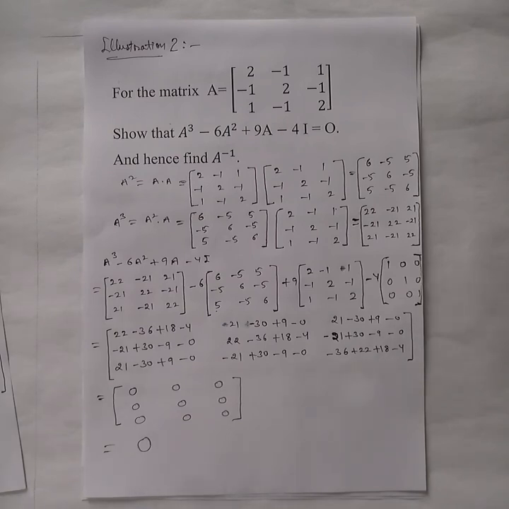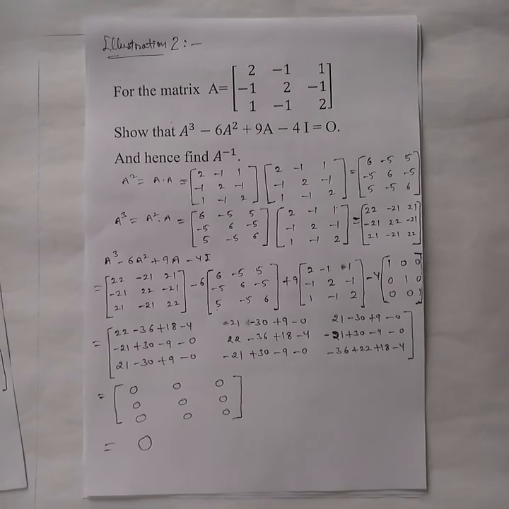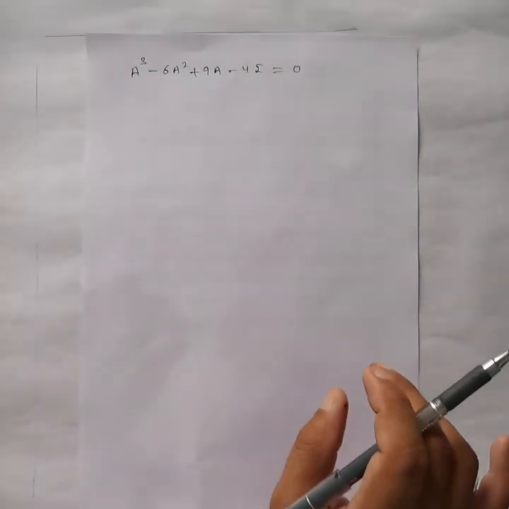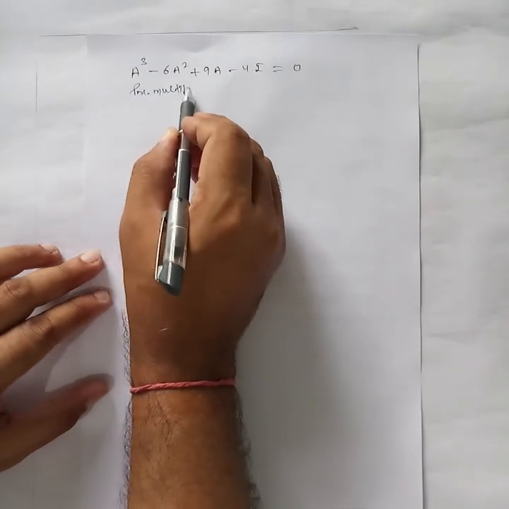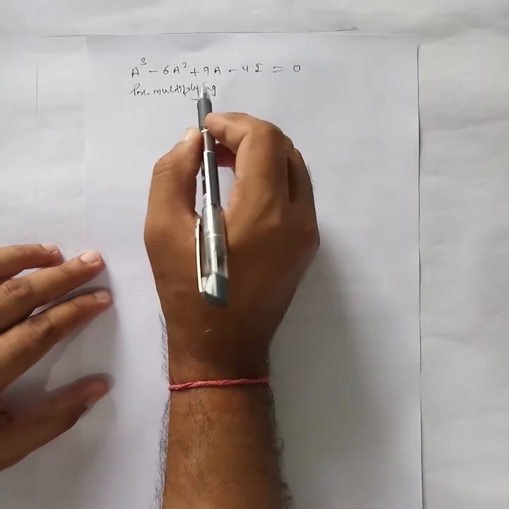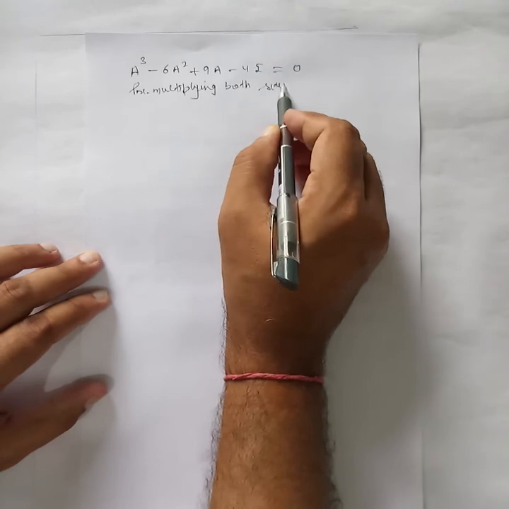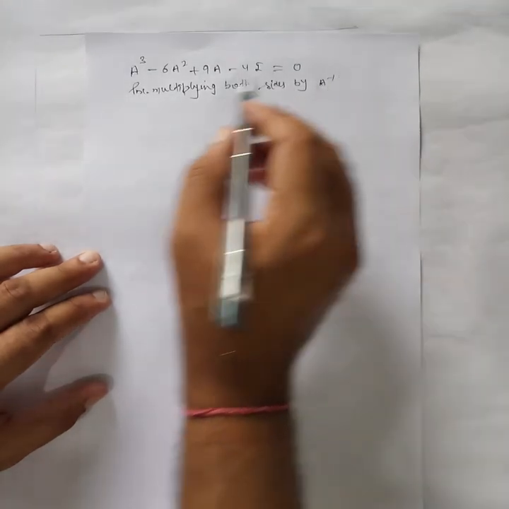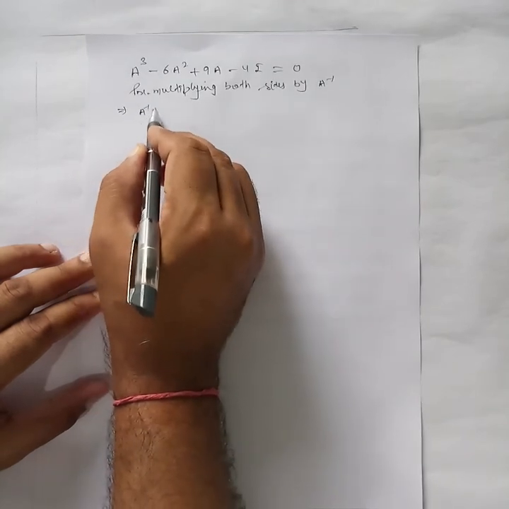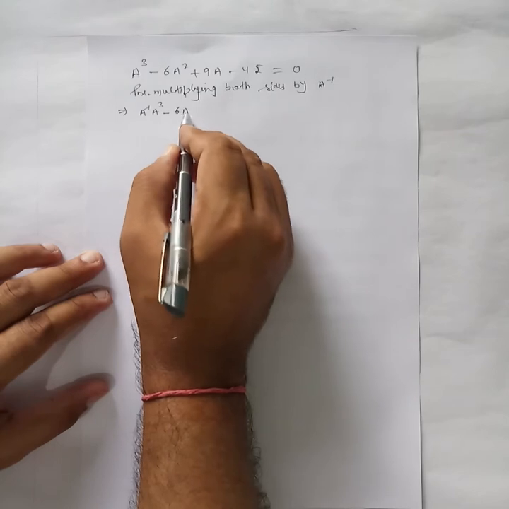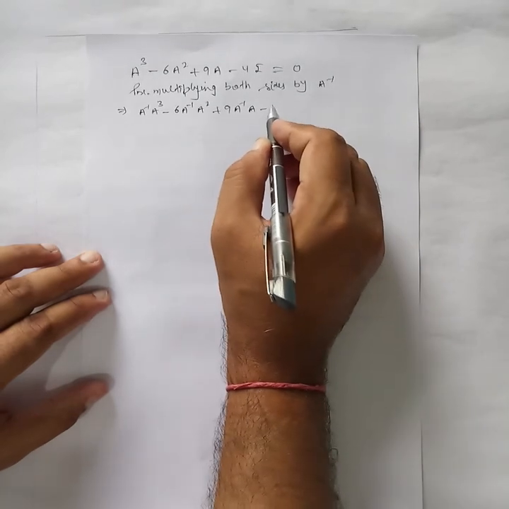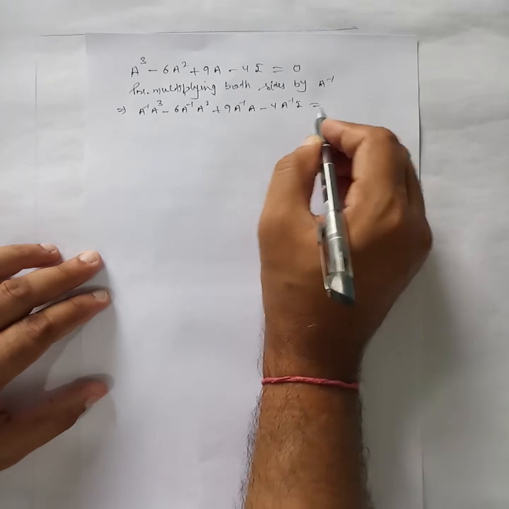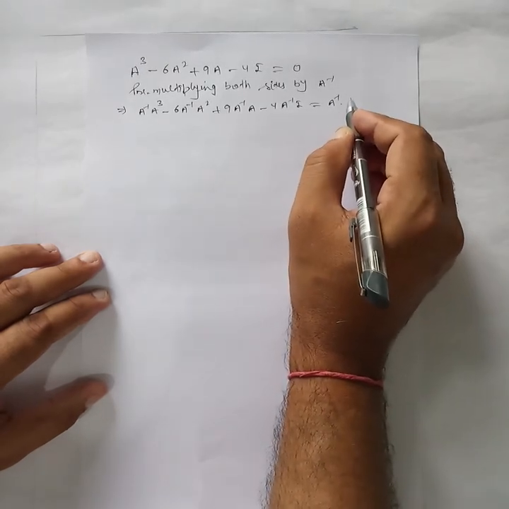Now see the second part. Using this result, we have to find the inverse of this matrix. Originally we were given this equation. Now we pre-multiply both sides by A inverse, that is A inverse into A cube minus 6 into A inverse into A square plus 9 A inverse into A minus 4 A inverse into I equal to A inverse into 0 matrix.